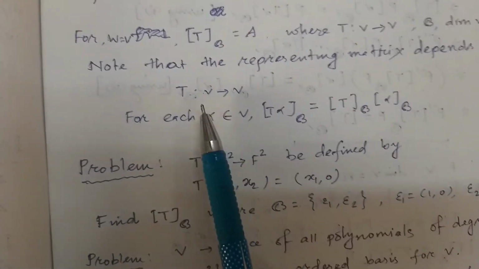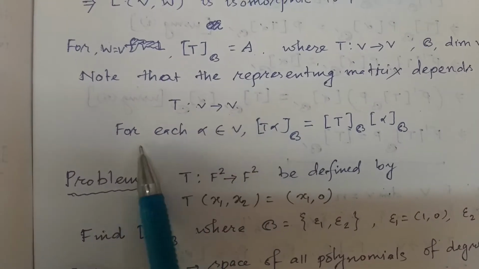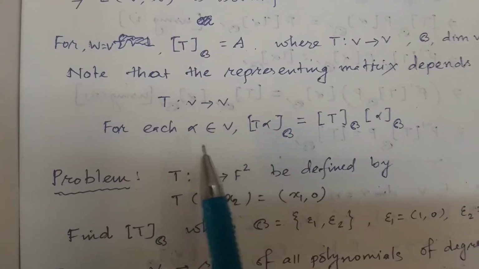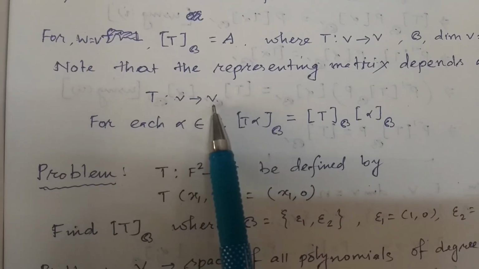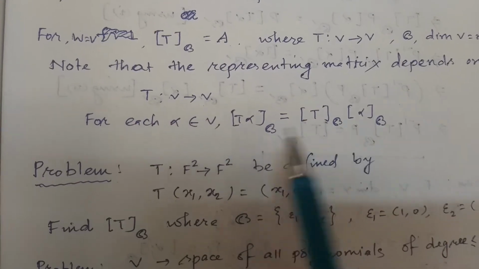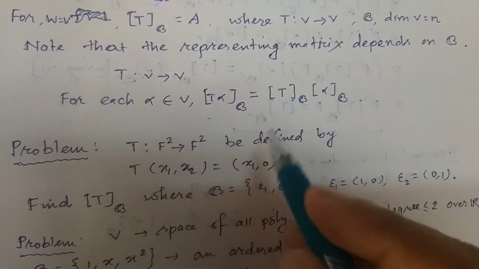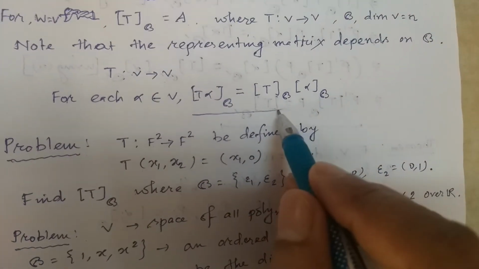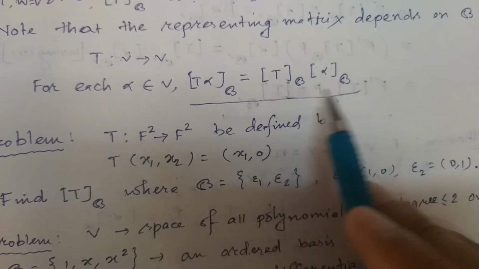Let T be a linear transformation from V to V, a linear operator. Alpha be an arbitrary element in V. Then the coordinate of T alpha with respect to B is the matrix of T with respect to B into the coordinate of alpha with respect to B. Be careful. This is a good result.